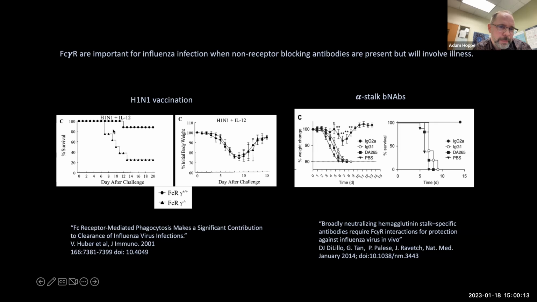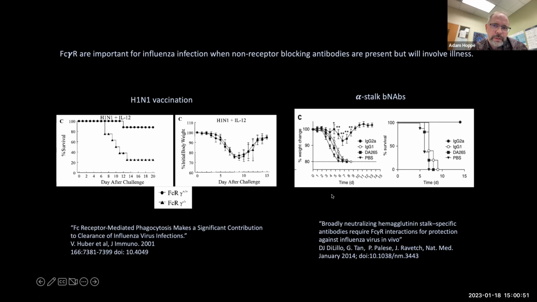And what they found in this work was that that protection in these H1N1 vaccinated mice required activity through the Fc receptor, and they concluded that phagocytosis makes a significant contribution to protection. Now, importantly, this isn't the same as having a perfect neutralization where you'd be asymptomatic. These mice do become ill over time. They lose body weight, but they recover, and they recover if they have FcγR function.